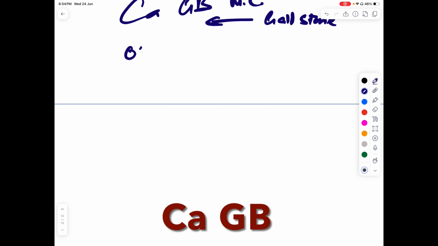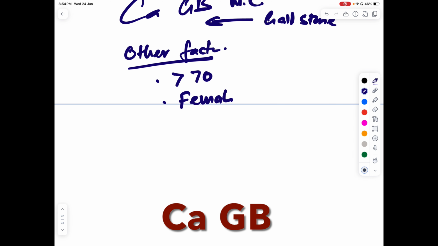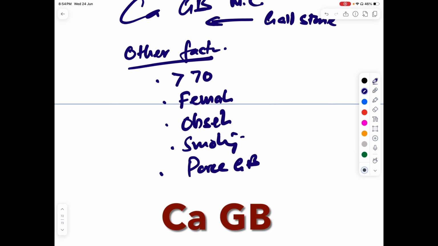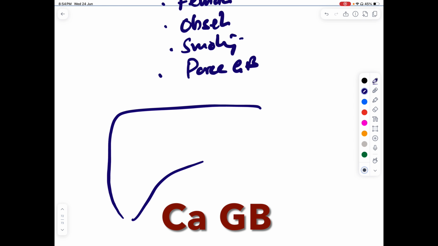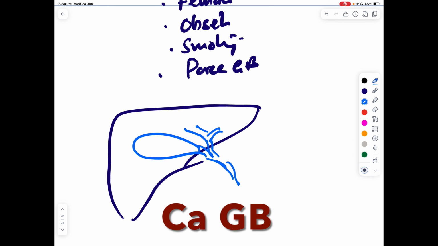Other risk factors are age more than 70, females, obesity, smoking, porcelain gallbladder, or family history. Where does gallbladder cancer spread? There is the liver, and the gallbladder is already fixed into the bed of the liver. This is the hepatic duct. So this will spread first to the surrounding, then it goes to the lymph nodes.